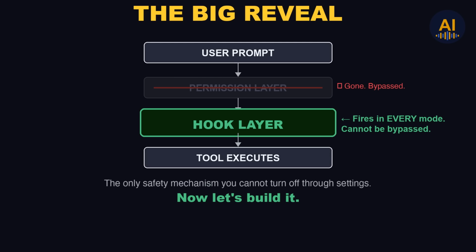A hook is the only safety mechanism in Claude Code that you cannot turn off through settings. The only way to bypass a hook is to delete it from your settings file. This is not a workflow nicety. This is a safety layer that operates below the level where permissions exist. Now, let's build the first one.